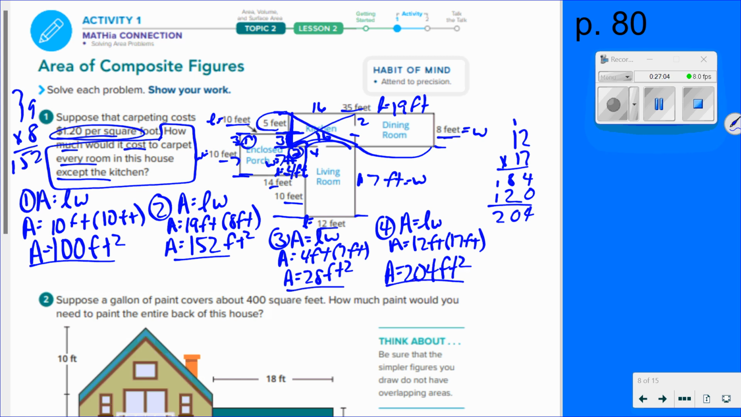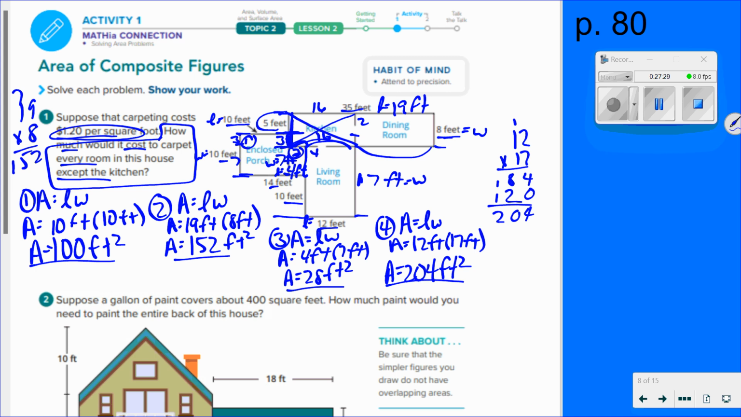But now is where I got to step back and say, did I compose or decompose? Did I break it into smaller shapes? Or did I look at a bigger one and take pieces out? I decomposed, meaning to make it together, I now need to add them. Does that make sense to everybody? Because I found all the little pieces. Now to find my whole area, I got to put it back together. So I'm going to add them.